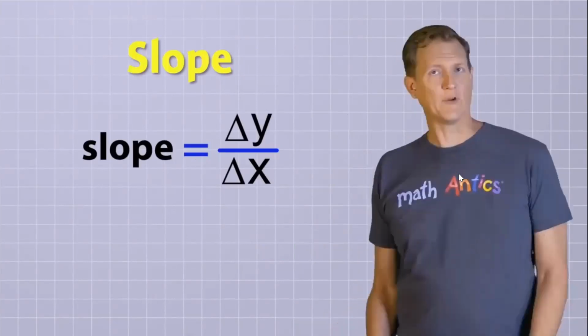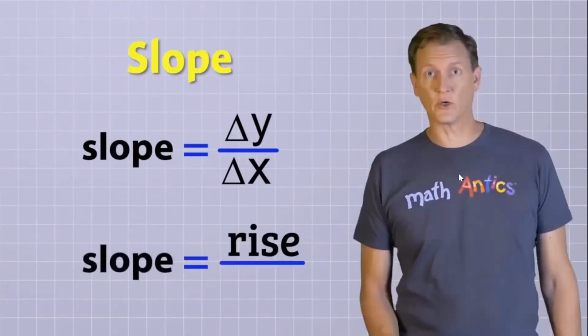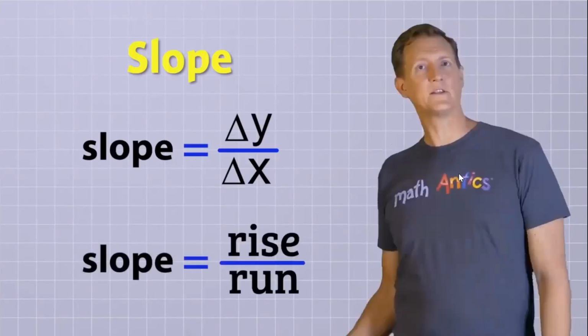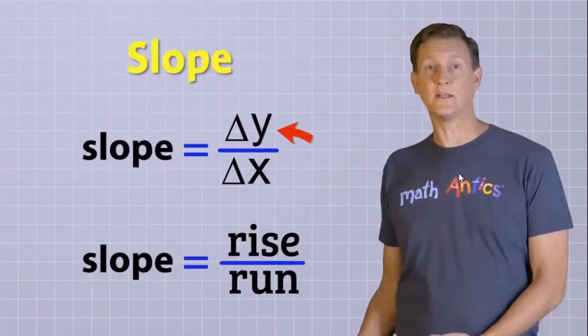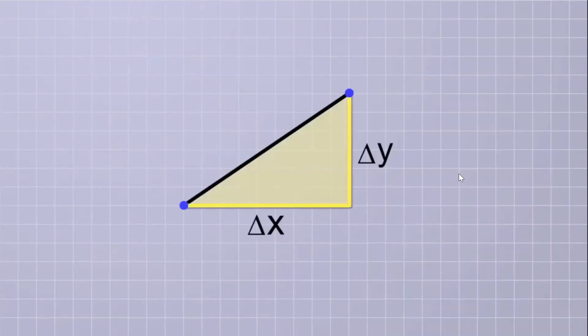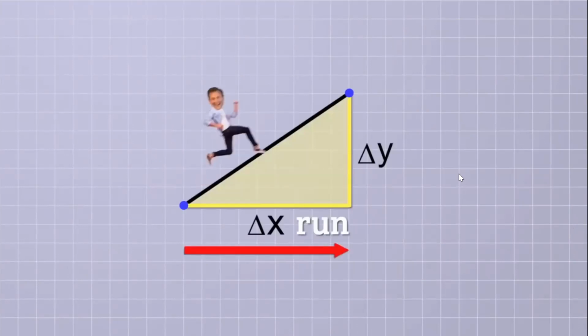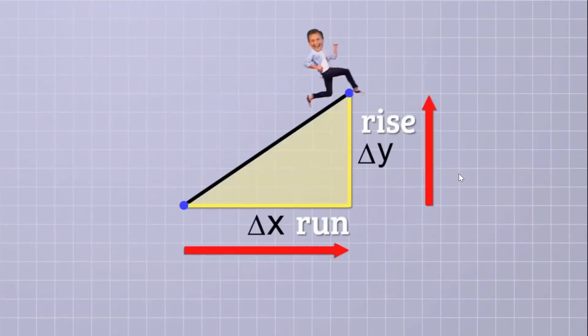Have you ever heard someone say that slope equals rise over run? Rise and run are just different names that are sometimes used to describe the change in y and the change in x. The idea is that if you were to run along the line in the x direction, you would rise by a certain amount while you did that.